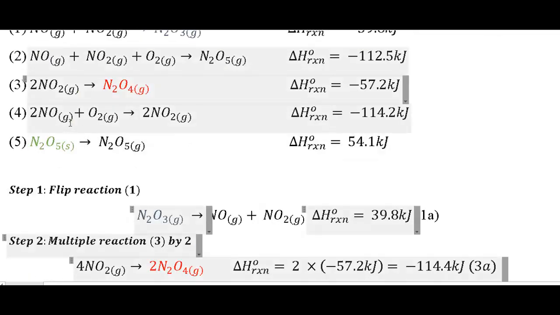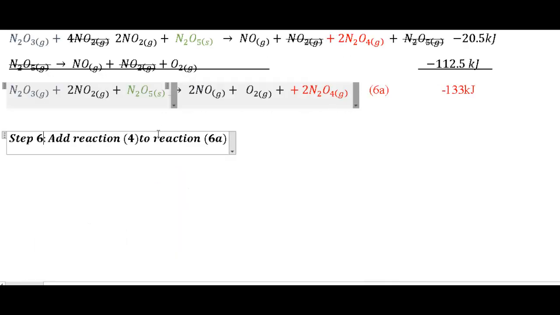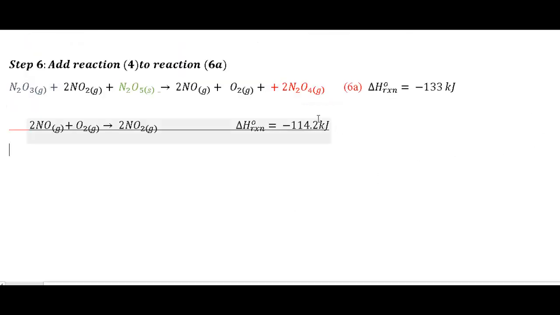So I can just straight up add reaction 4 to this new 6A that I just made, and that should give me my net reaction upon which I want to calculate the enthalpy of the reaction. So this step is to add reaction 4 to 6A. Let's go ahead and do that, add our enthalpies, and we should get our final answer. So let's add these two reactions.